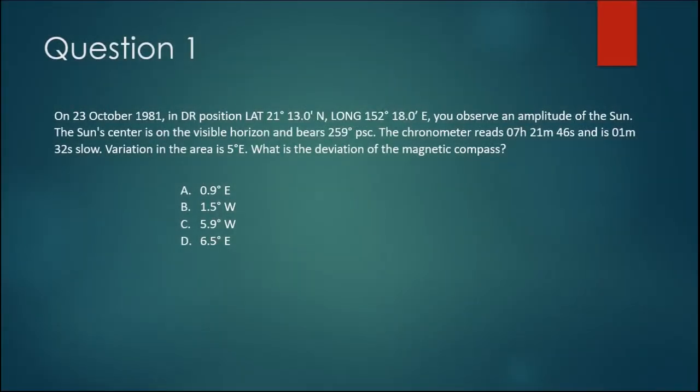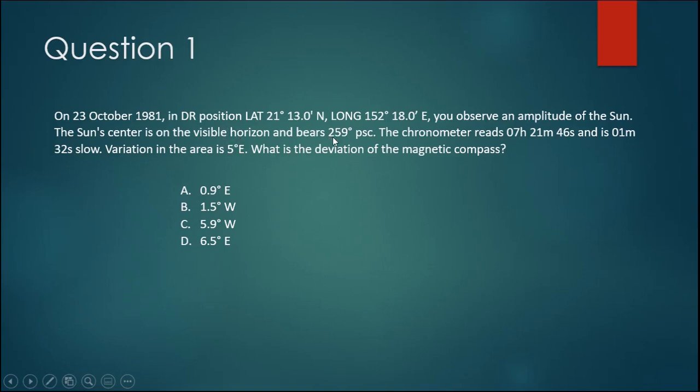Okay, so if we take a look at our first question here and we break down the anatomy of the question, you'll notice it looks a lot like the azimuth questions. They give us a date, 23 October. We have a DR position here, and we observe an amplitude of the sun. The sun center is on the visible horizon. That's an important part of the question here. We'll have a table 28 correction for visible horizon.